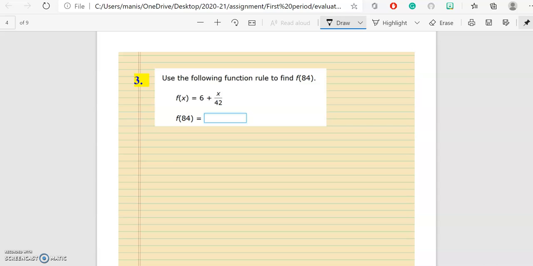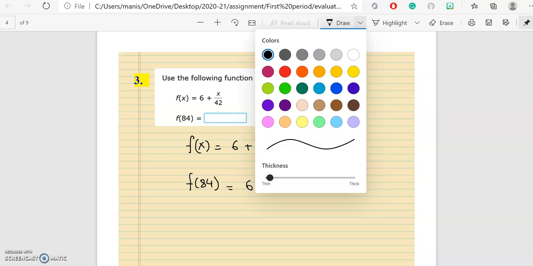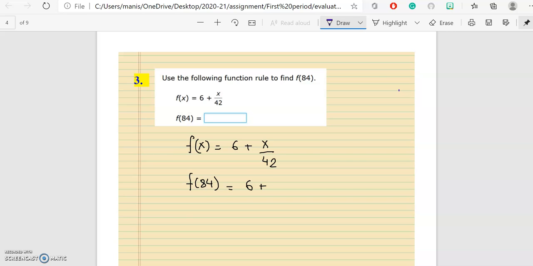Question number 3. Use the following function rule to find f of 84. So I have been given f of x is equal to 6 plus x over 42. What I have to find is the value of f of 84. So what I will do is I'll write 6. Do you see x somewhere? Yes. What is the value of x? The value of x is 84. So I will replace this x by 84, and divided by 42 is over here.